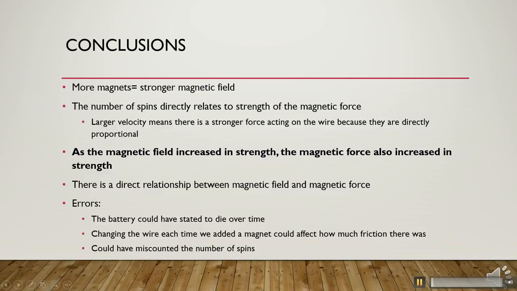I'm going to talk about some of the conclusions we had from this lab report. The main conclusion we had was that as the magnetic field increased in strength, the magnetic force also increased in strength, so the magnetic field and the magnetic force are directly proportional. We figured this out because the more magnets we had, the stronger the magnetic field. And when we had a stronger magnetic field, the velocity of the wire was greater.